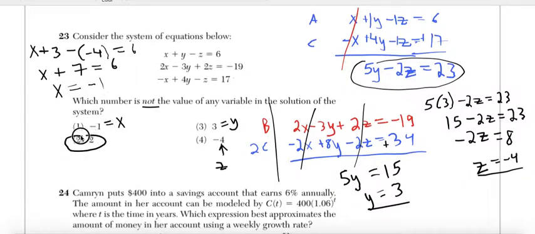Only choice 2, the number 2, is not a value of any of the variables in the solution set of the system, okay? So that was by hand, not that bad either. If you know how to do it, it's not that bad, all right? One more question, number 24, okay? Pause the video if you need to. I'm going to scroll right down.